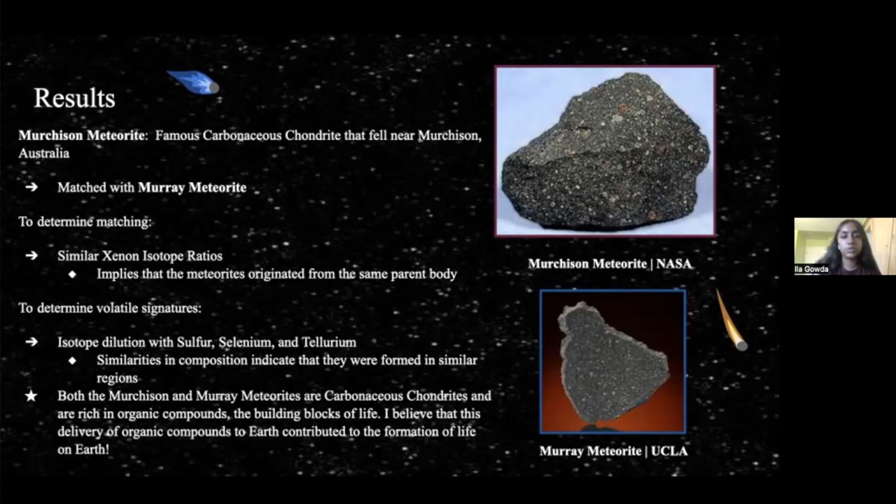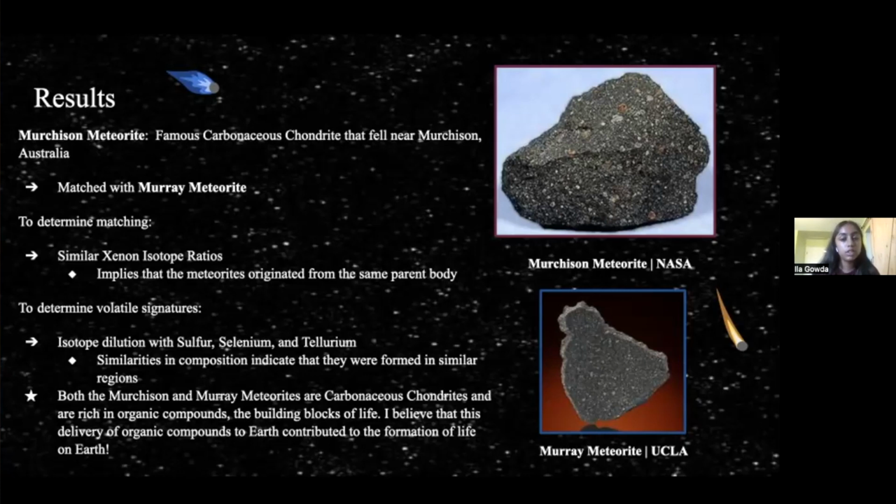Now, moving on to the results, we decided to focus deeply on the Murchison meteorite, which is a famous carbonaceous meteorite that fell near Murchison, Australia. Through research, I learned that it was paired with the Murray meteorite, which was found in Kentucky. To determine the matching between the two meteorites, I did research on their noble gas compositions and decided to focus on their xenon isotope ratios. After comparing the ratios through a dataset measured at the University of Chicago, I can infer that the meteorites originate from the same parent body.